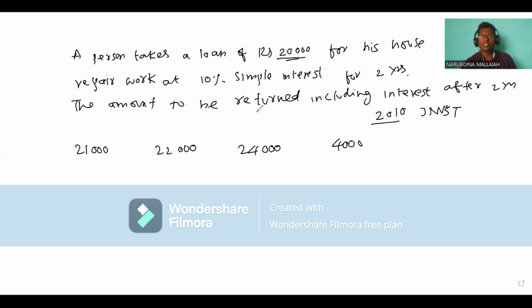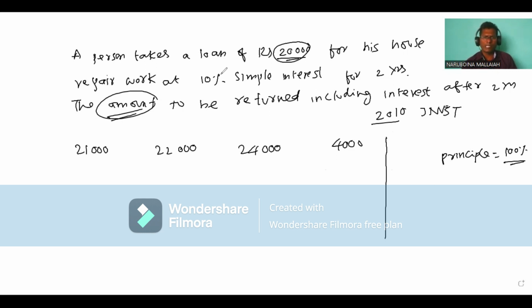In this question, principal, time, and rate are given. We have to calculate only the amount. To find the amount, follow one special procedure: consider the principal as 100%.